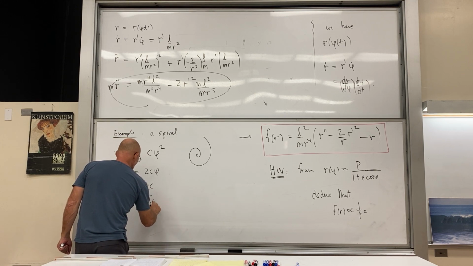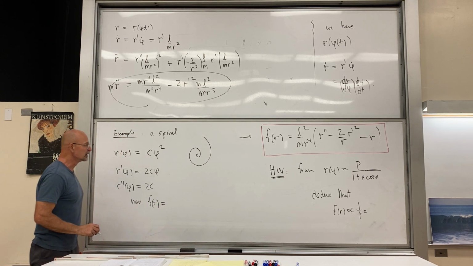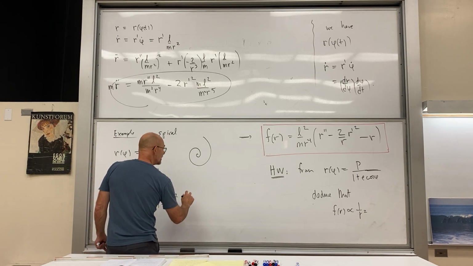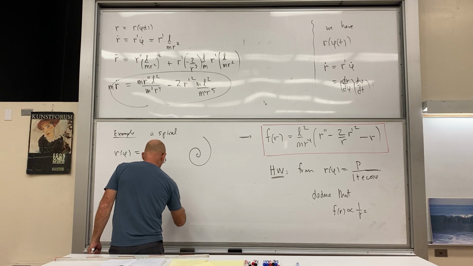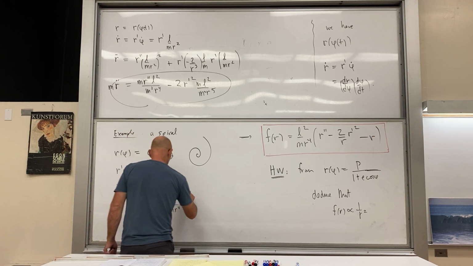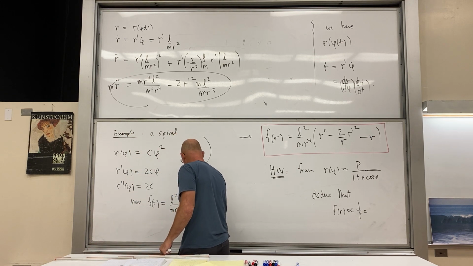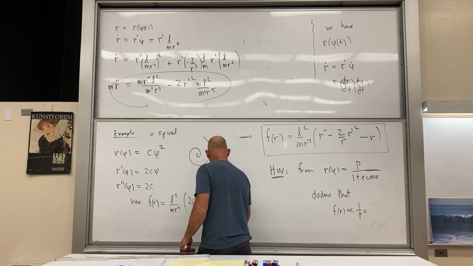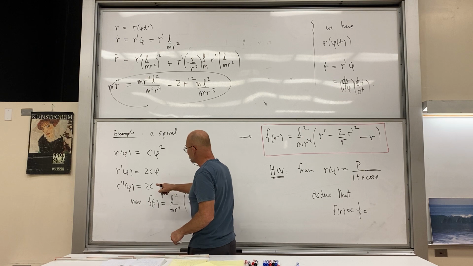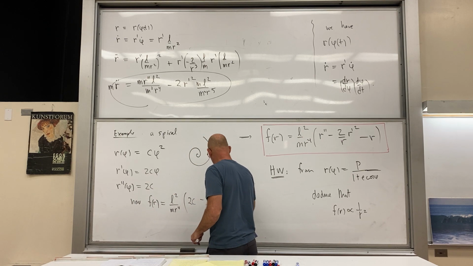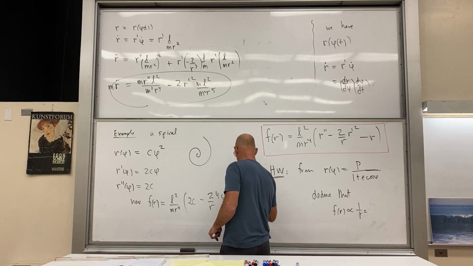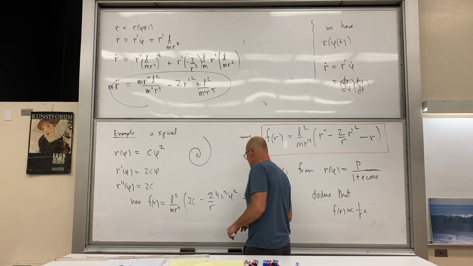Now, f of r, this gives some really unusual stuff. Let's just go ahead and write this out. So we've got L squared over m r to the fourth. The second derivative is just 2 times c, we have minus 2 over r, and we have r prime squared, which is 4c squared b squared minus r. So we're not done yet.